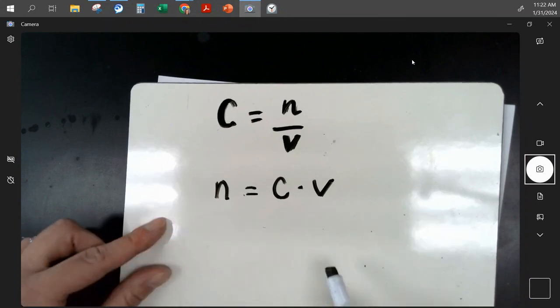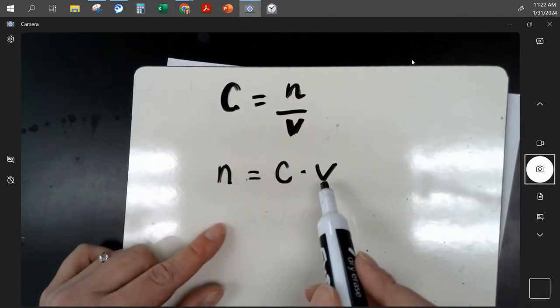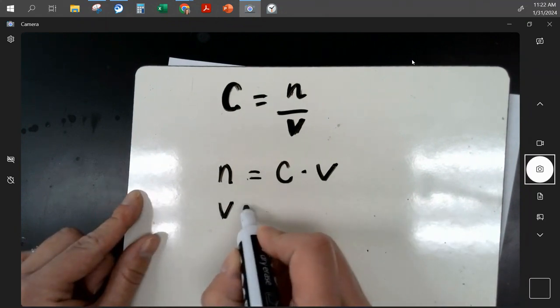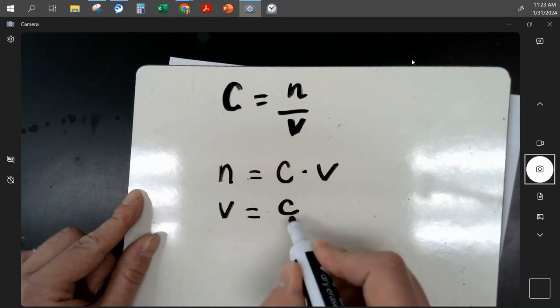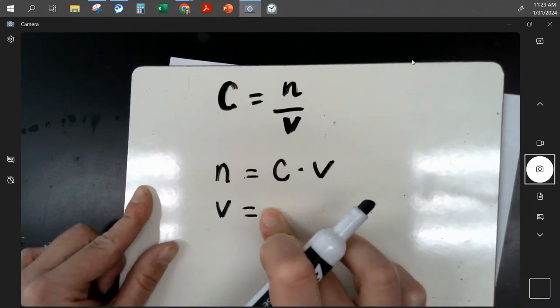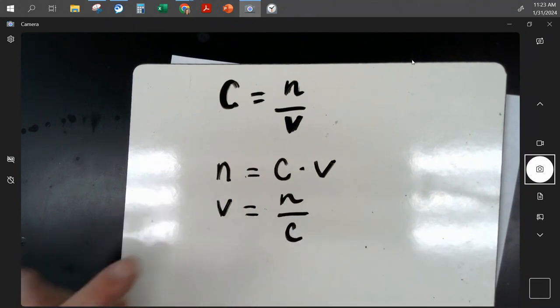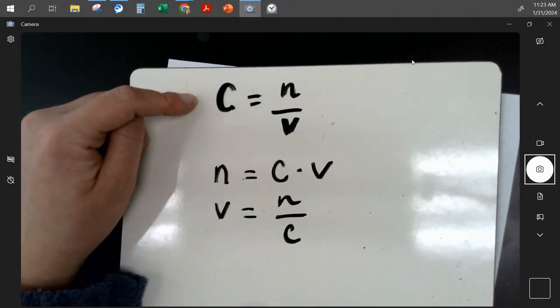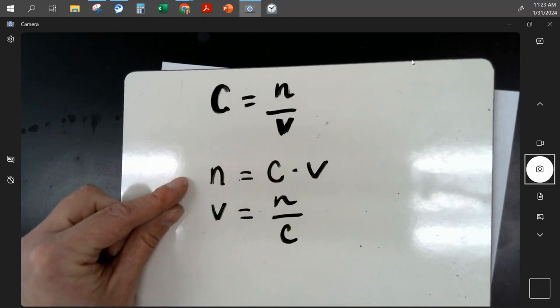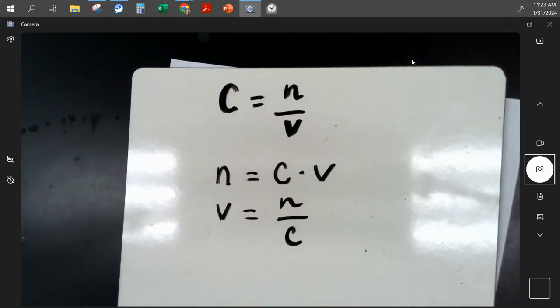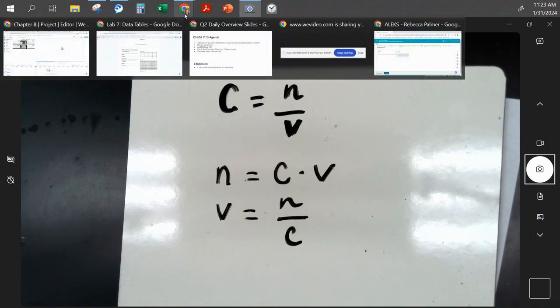Concentration times volume. And then we can also solve for volume. If we divide both sides by concentration, we'll get volume. Volume is moles divided by concentration. Okay, so this is the same equation. We're just manipulating it so we can find what we want. So there's one problem that asks us about concentration, and then one question that asks us about moles and volume, and you're going to have to do one of each of those. Okay. All right. Let's go to the topic.